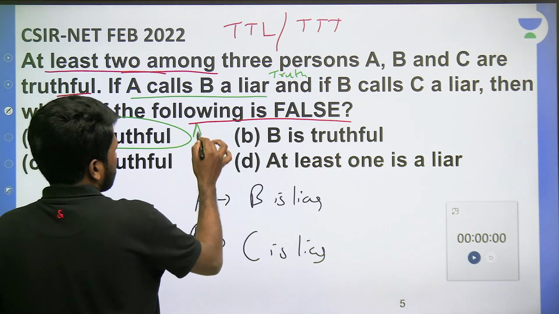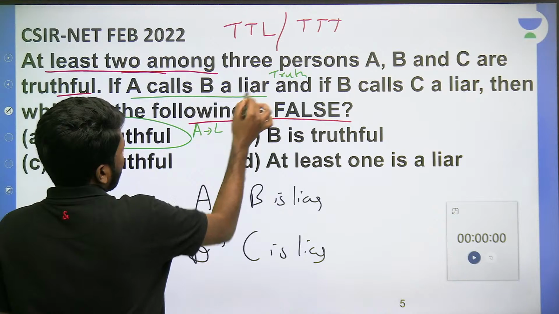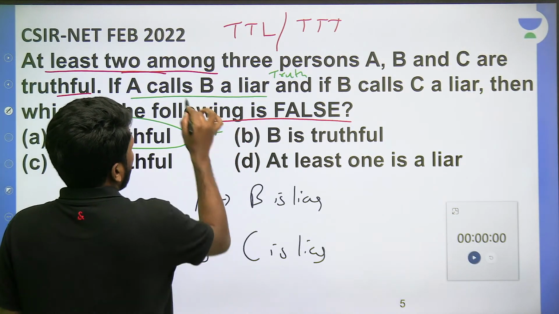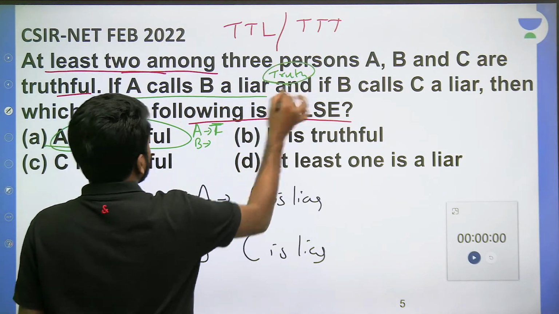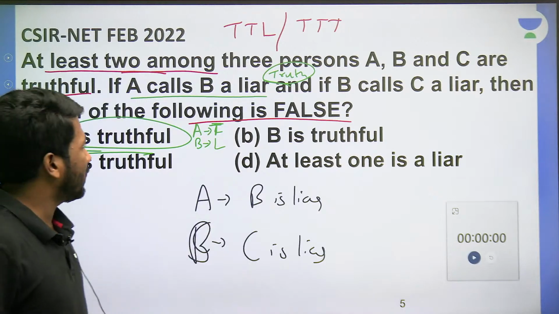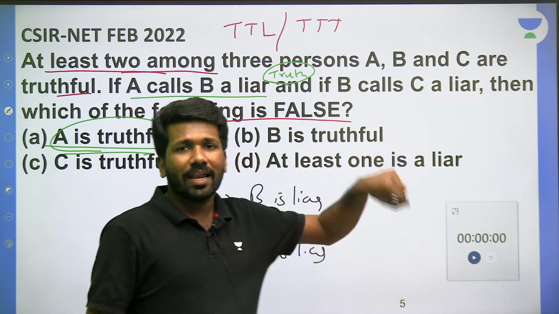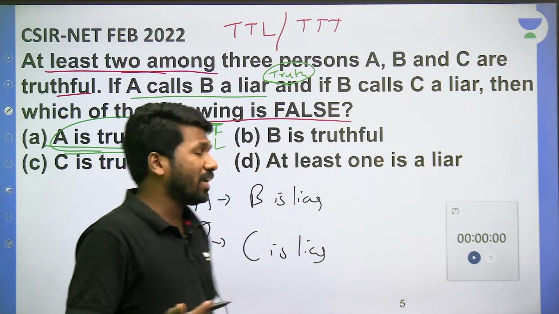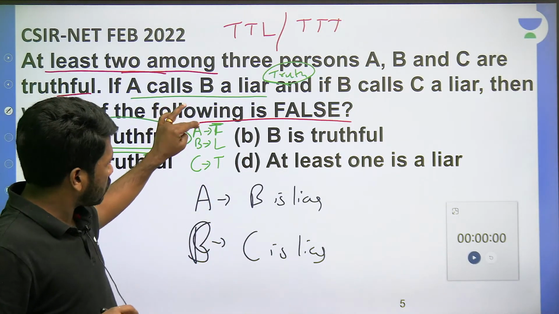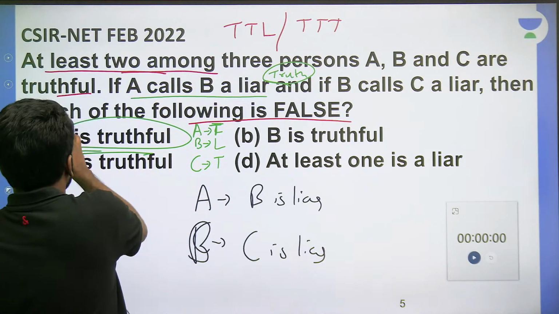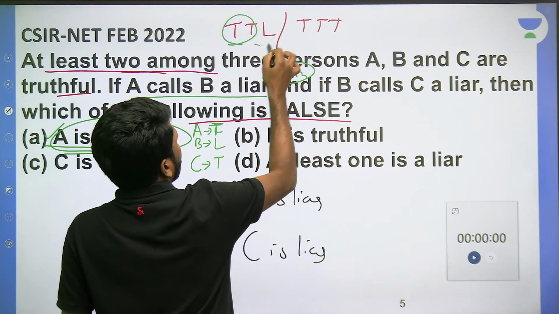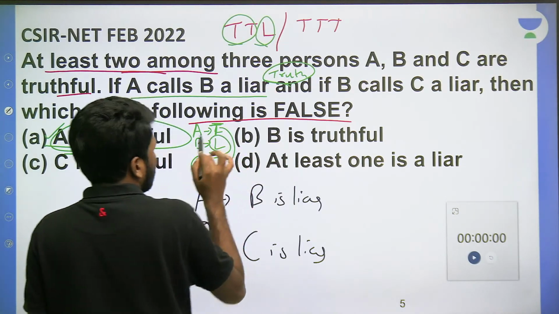That means in this case, A is truthful, T for truth speaker. As A calls B a liar is true, as A is truthful, B liar hona hi chahiye. That means whatever B says should be a lie. What is B saying? C is a liar. That is a lie, means C is a truth speaker. That means A is truth speaker, B is liar, C is truth speaker in the first option case. Is it okay? Yes. 2 truth speakers and 1 liar is okay.